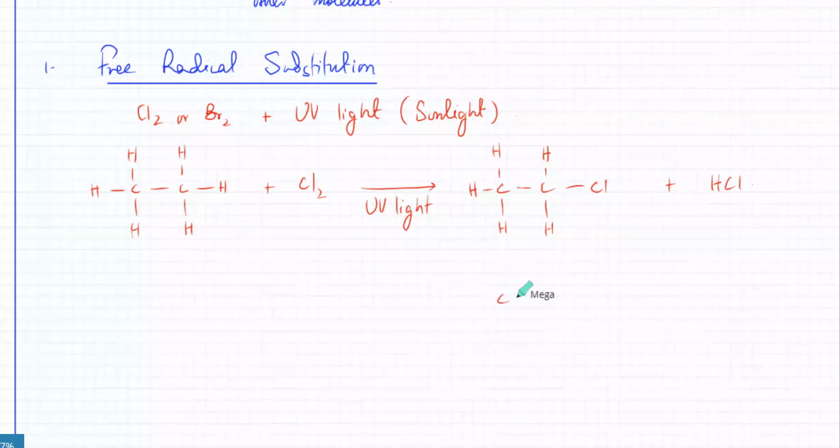This could be one option, where like 3 Cls get substituted. So the substitution is kind of random. It could be many Cl atoms getting substituted, but always an HCl molecule is produced right next to it. Okay, is this clear?